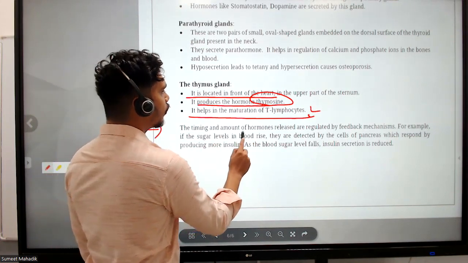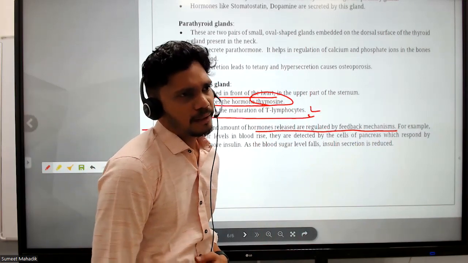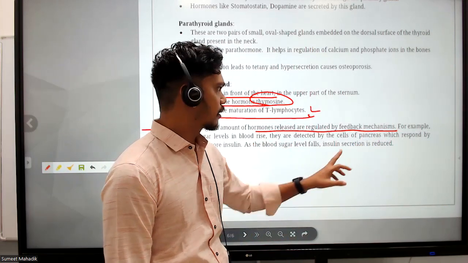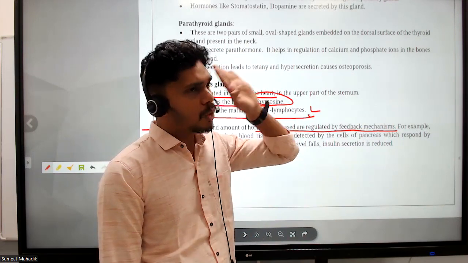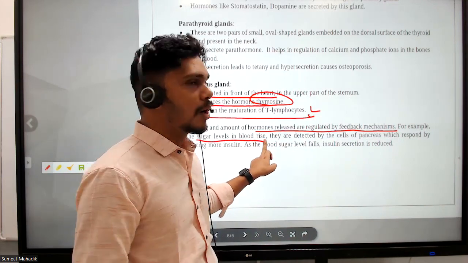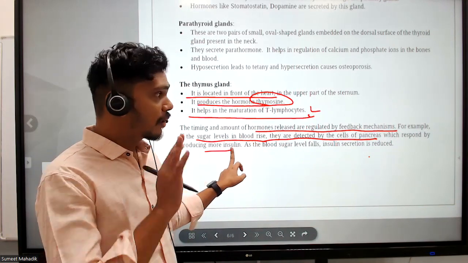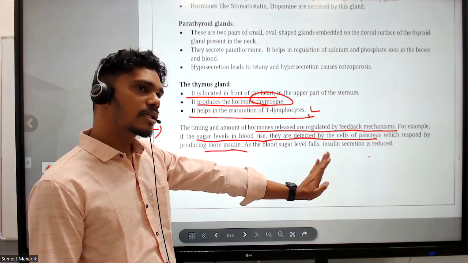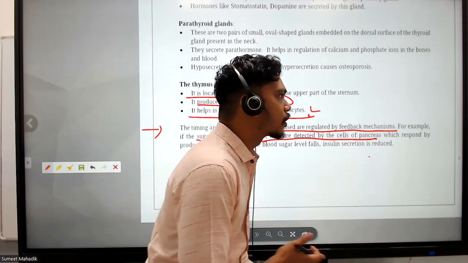The timing and amount of hormones released are regulated by the feedback mechanism. What is the feedback mechanism? I'm getting so hungry right now, so the stomach will produce acid before I'm eating the food. So they know things. Feedback: if my stomach is full, that indication goes to the brain: now please stop eating. For example, when the sugar level in the blood rises, it is detected by the pancreas, which secretes insulin. Once the conversion from glucose to glycogen is done, secretion is reduced. So here we talked about control and coordination in detail.